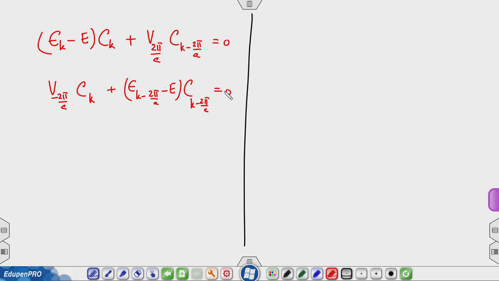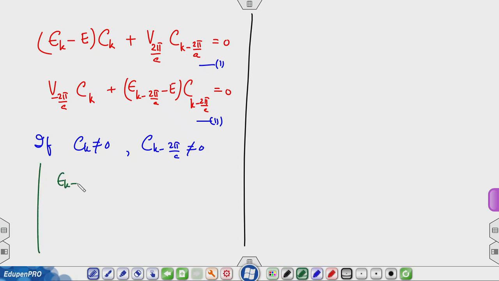These are the two equations for the coefficients, and if the coefficients have to be non-zero, we have two sets of linear equations. So, if Ck and Ck minus 2π/a are non-zero, then you should have the determinant of [epsilon k minus E, V 2π/a; V minus 2π/a, epsilon k minus 2π/a minus E] equals 0. And that gives you the energy eigenvalue.